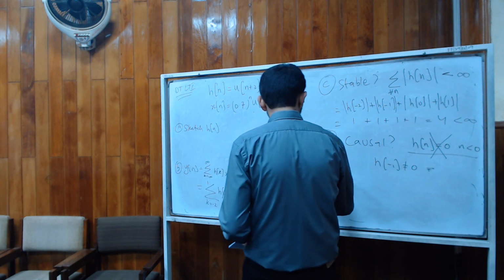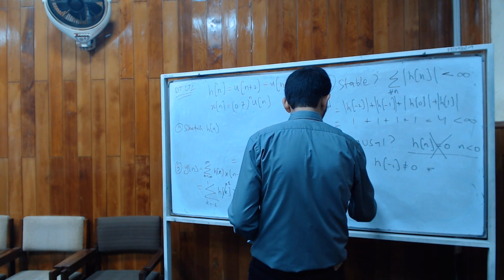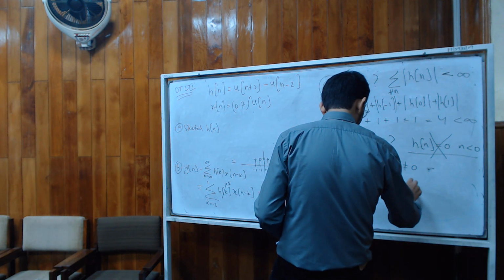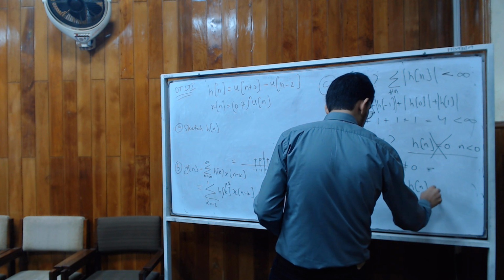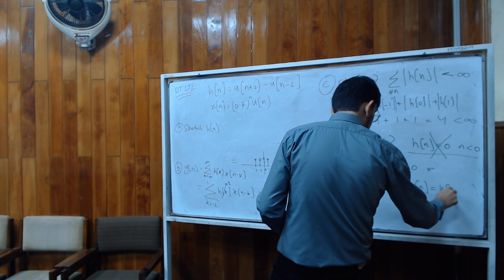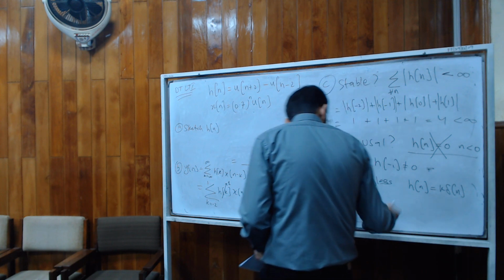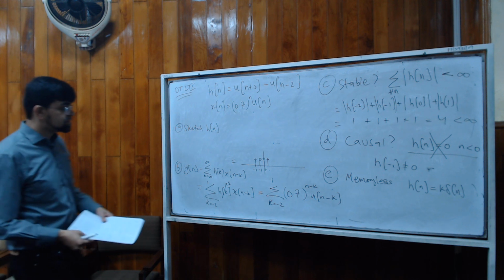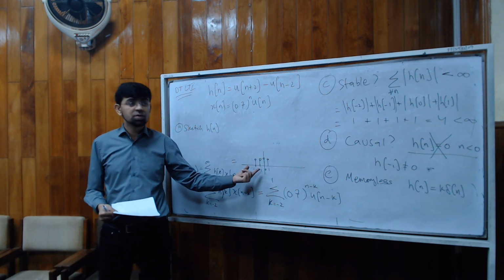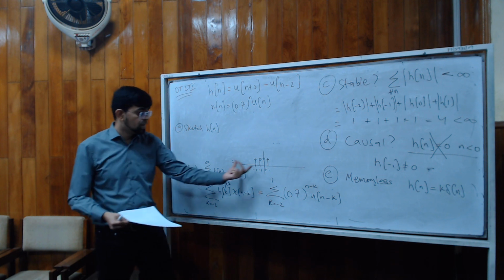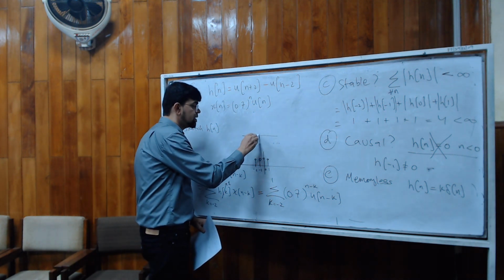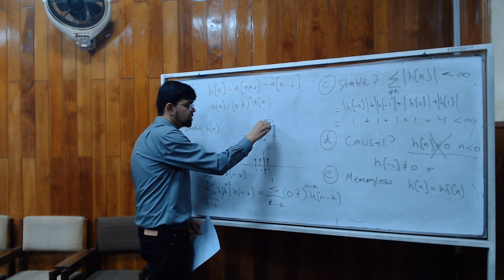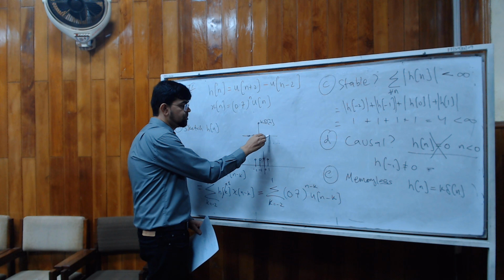What about memoryless? Since we have a result that says a DT-LTI system is memoryless if h[n] equals k delta[n], where k is some constant, meaning h[n] should look like an impulse at n equal to 0. Now, does this look like an impulse to you at n equal to 0? No. The impulse at n equal to 0 would have to look like this. This is n equal to 0. Whatever the value it has is fine, but it should be 0 everywhere else.